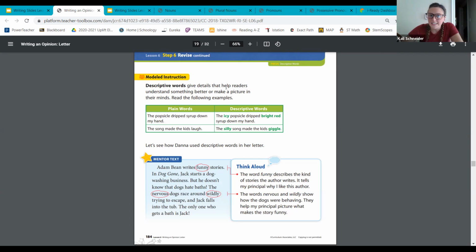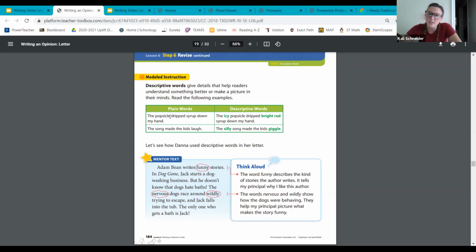Descriptive words give details that help readers understand something better or make a picture in their minds. Read the following examples. So let's go ahead and look. There's plain words and descriptive words. The first way they wrote a sentence in the plain words was, the popsicle drips syrup down my hand. Okay, thank you. I can kind of see that. Let's see with more descriptive words what it sounds like.